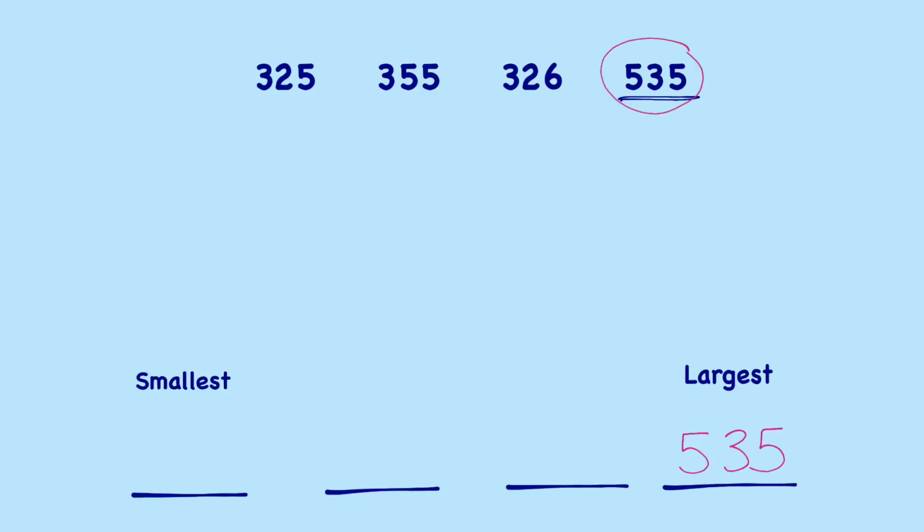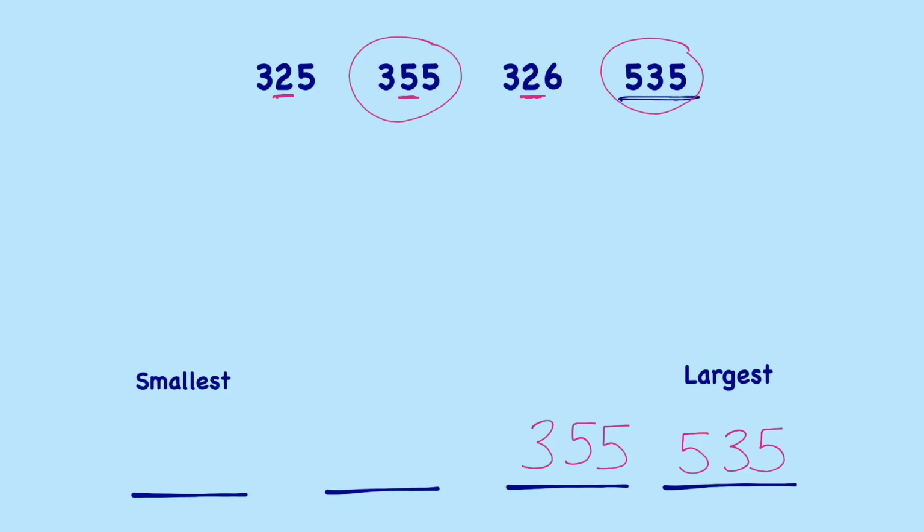Now we've got our three remaining numbers. They all have 3 as their hundred. So we now need to look at the tens column. So I can see I've got a 2 here, a 5 here, and a 2 here. So that means that the two numbers with the 2 in the tens column must be the smaller ones. So 355 must be larger. So let's write that in here. So 355 is also larger than those two.